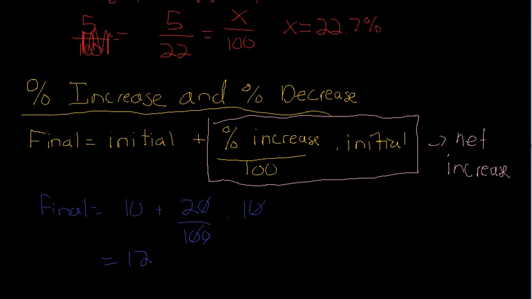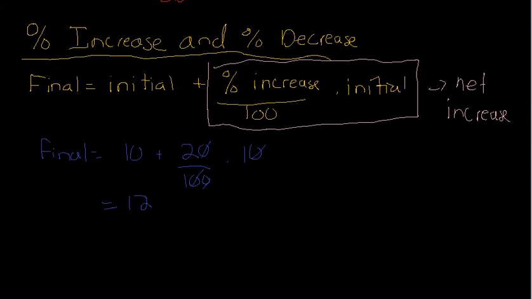So what was my net increase? Well, I can see that I started at 10 and I went to 12, so my net increase would be 2, whereas my percent increase was 20%. So just very important to keep those two different parts in mind.